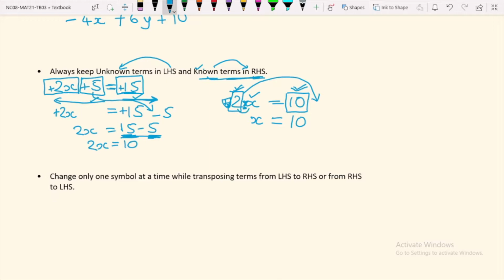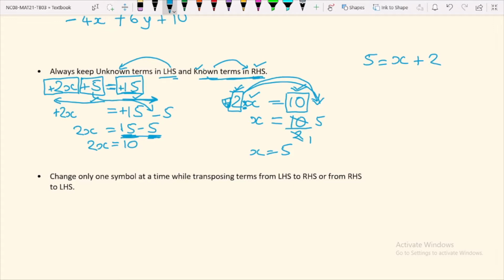What is the relationship between 2 and x? 2 and x are getting multiplied. So if the relationship was multiplication, then it will get converted to division. So I will have to write divided by 2. Multiplied by 2 will get converted into divided by 2. So we can solve this as 2 1s are 2, 2 5s are 10. So the value of x will be 5. So all we have to do is remember that unknown terms should be in LHS and known terms should be in RHS. If the question given is like this, 5 is equal to x plus 2.